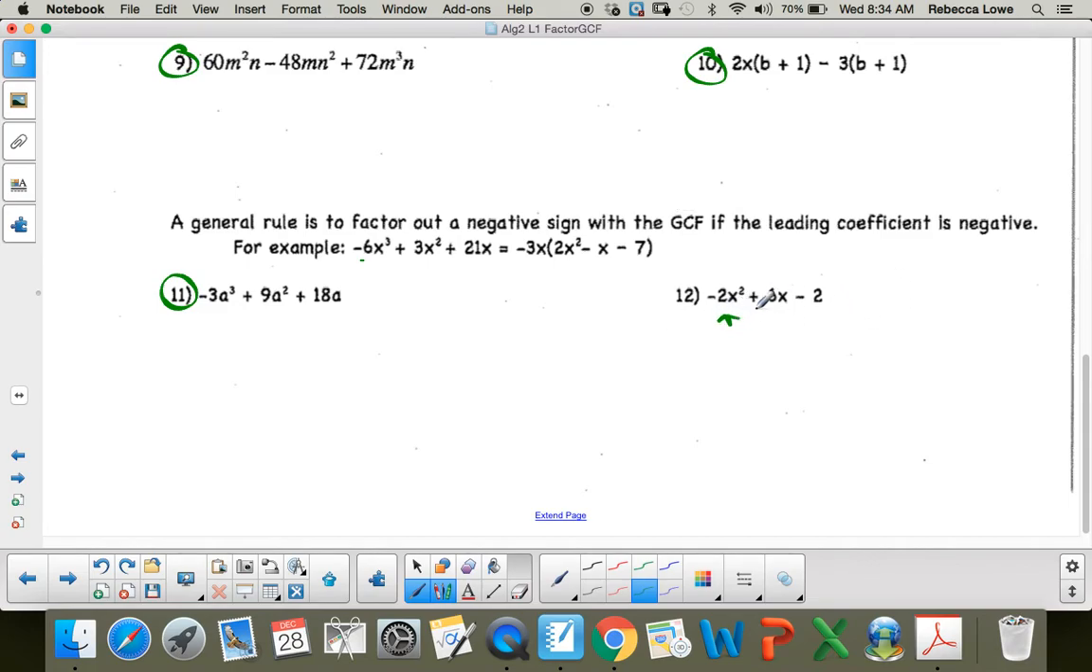So we're going to do that for 12. There's our leading coefficient. It's a negative. The greatest common factor of these 3 terms is a 2, and I'm going to pull out a negative 2. And I'm left with x squared minus 3x plus 1. So see how those signs switched. If you multiply that back in, you would get exactly that. So remember that. A general rule is to factor out a negative leading coefficient.